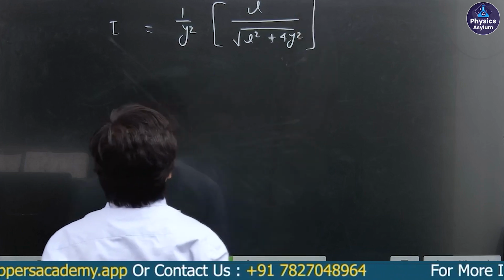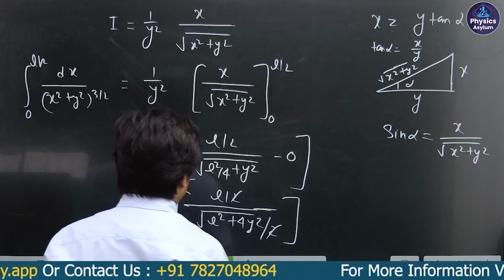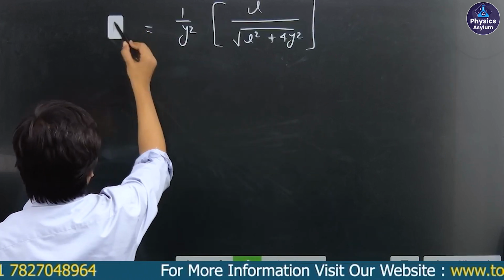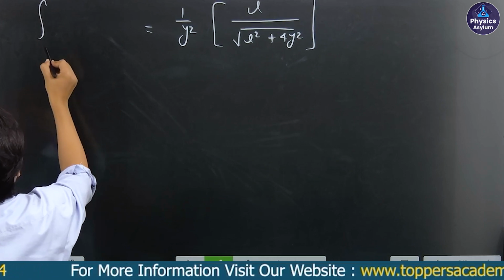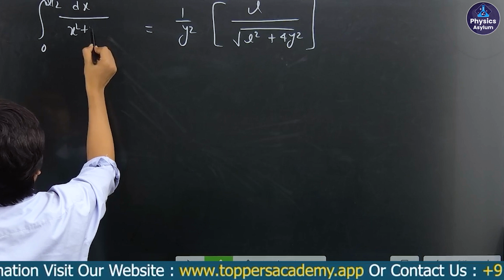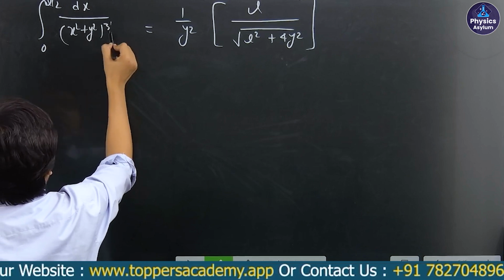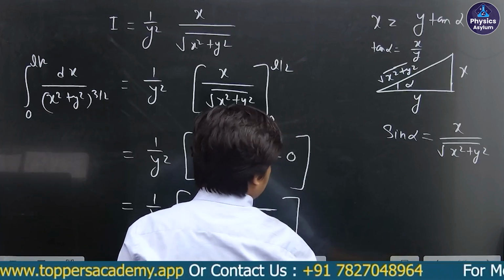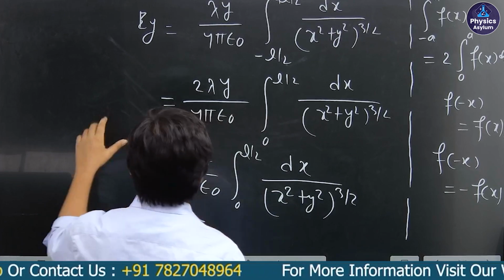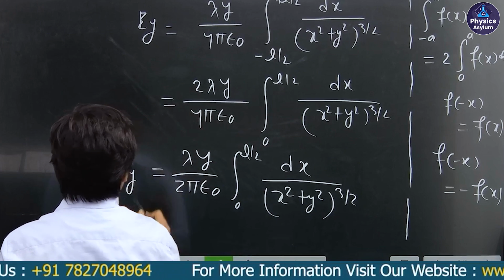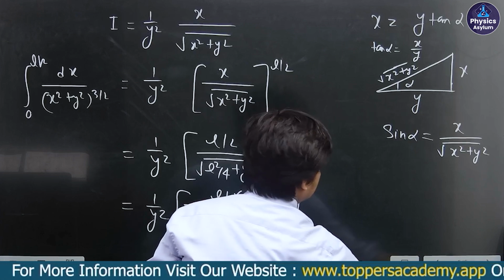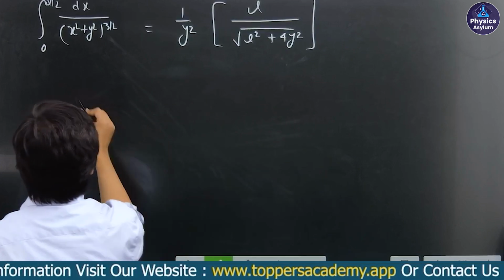This is the value of the integration from 0 to L/2 of dx divided by (x squared plus y squared) raised to the power 3/2. If I put this integral into this expression, I will get the total electric field. That will be equal to, just multiply it by that, Ey is what?